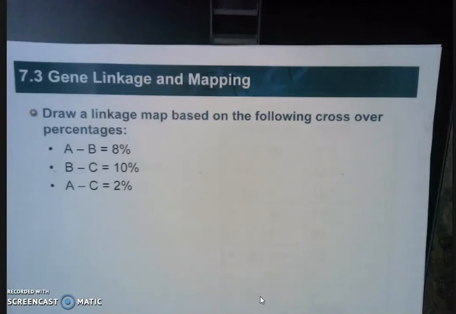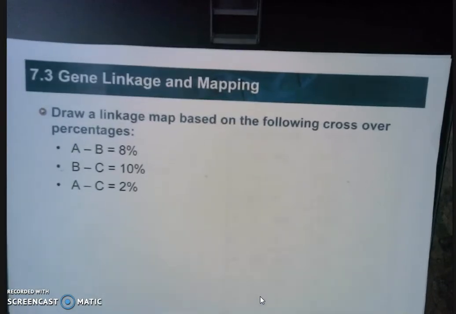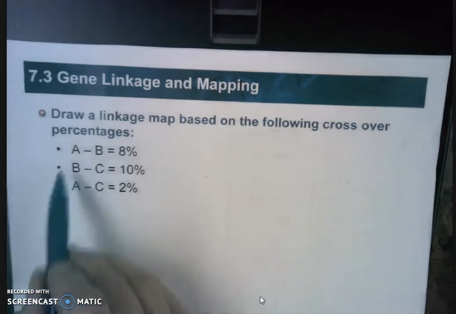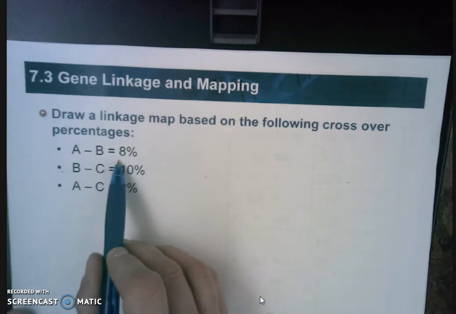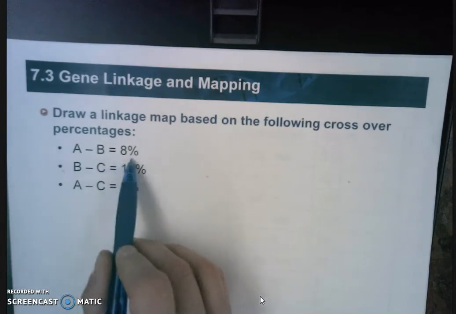All right, so if I am given the information that there's an A gene, a B gene, and a C gene, and we've gone through and calculated how often these genes cross over from one another, and we'll talk about how to do that in just a minute. What we see here is that the A gene and the B gene cross over, or do not show the patterns that we expect, 8% of the time.